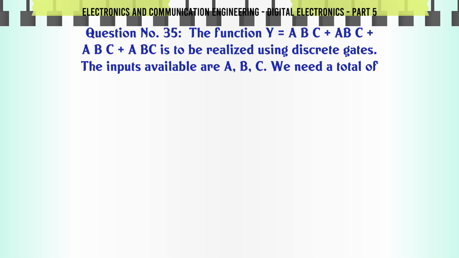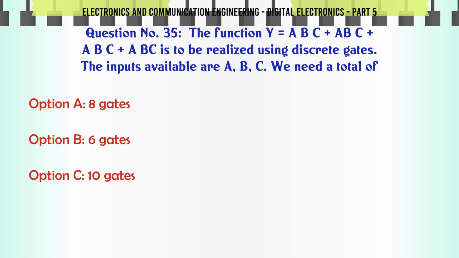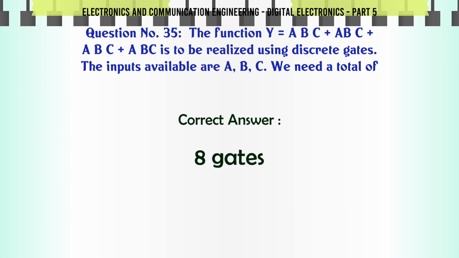The function Y = ABC + ABC + ABC + ABC is to be realized using discrete gates. The inputs available are A, B, C. We need a total of A. 8 gates, B. 6 gates, C. 10 gates, D. 5 gates. The correct answer is 8 gates.